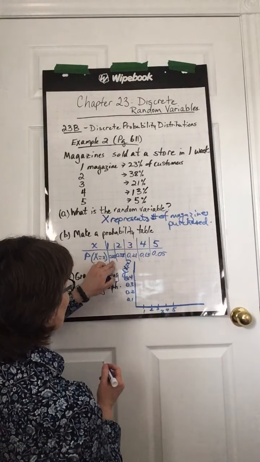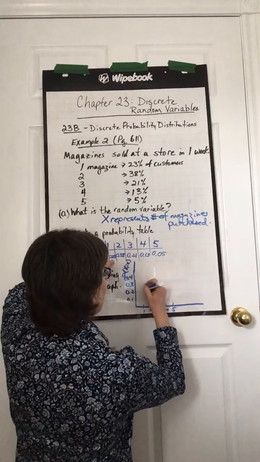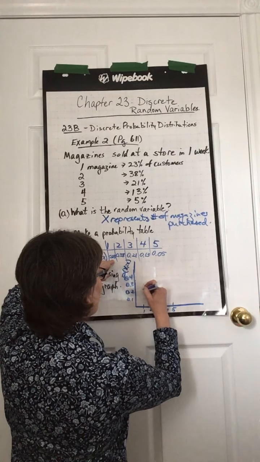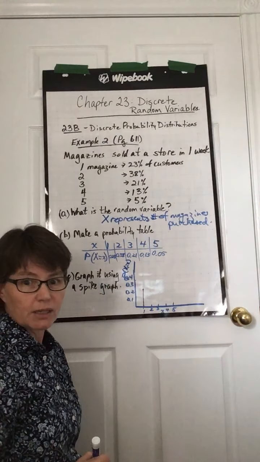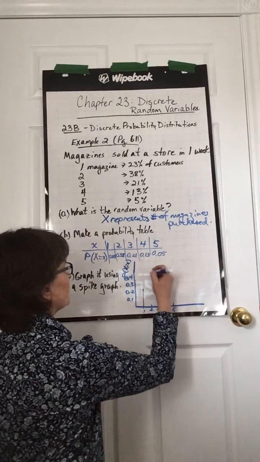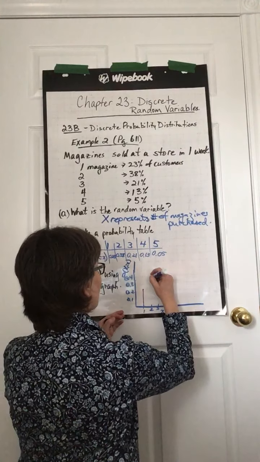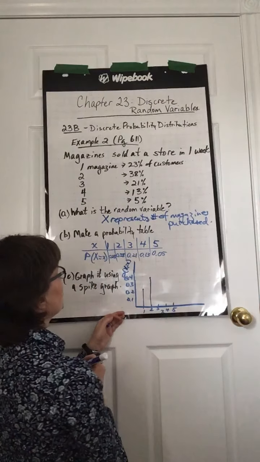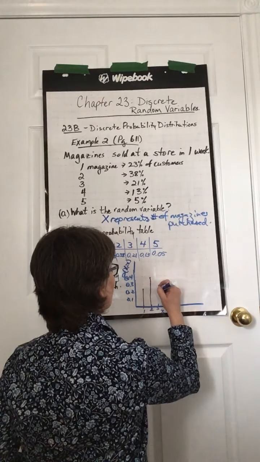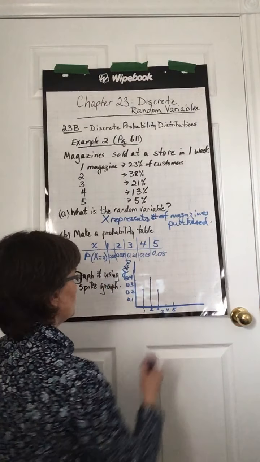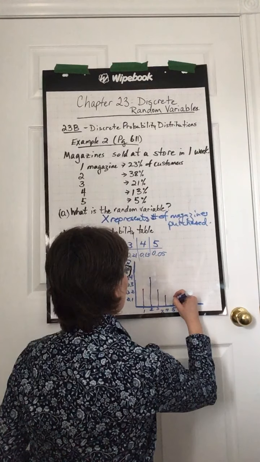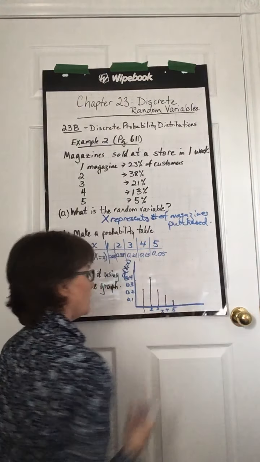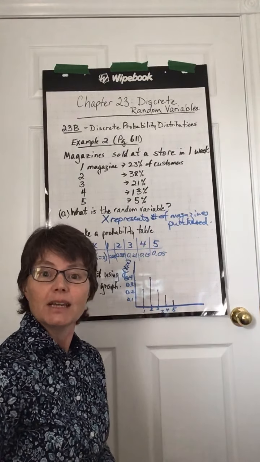So probability that it's 1 is 0.23. So part of the way up here, put a dot there and just draw a line down to the 1. That's our spike. 0.38 for 2. 0.21 for 3, 0.13 for 4, and 0.05 for 5. And there's our spike graph. That's example 2.